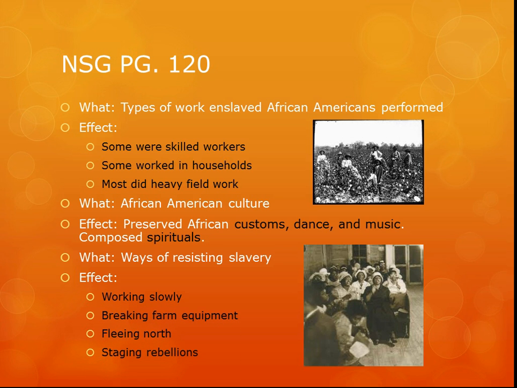Many just worked really slowly. They broke farm equipment. Many fled to the North if they had the opportunity to do that. And there were rebellions from time to time as well. Unfortunately, slavery continued in the South up until the Civil War.